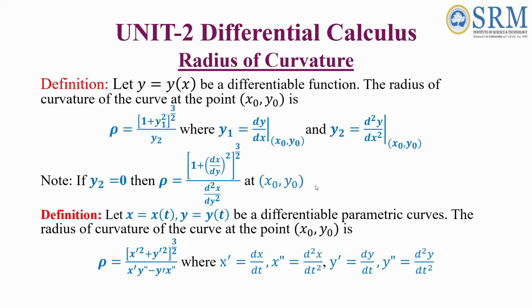Suppose the curve has the parametric form x equal to x of t and y equal to y of t, then the radius of curvature at this point x0, y0 is defined as rho, which is equal to (x dash square plus y dash square) whole power 3 by 2 upon (x dash into y double dash minus y dash into x double dash), where x dash is dx by dt and x double dash is the second derivative d square x by dt square, and y dash equal to dy by dt and y double dash equal to d square y by dt square.